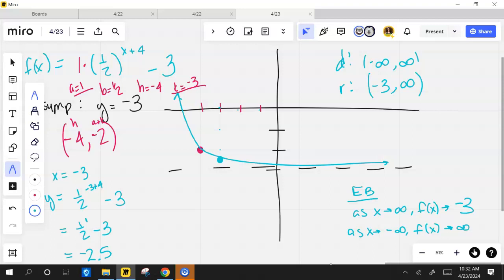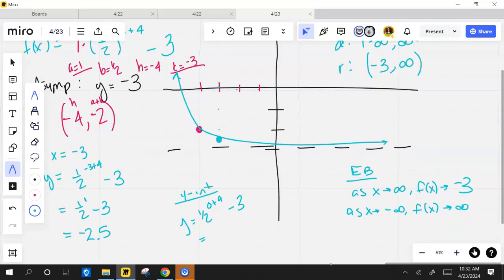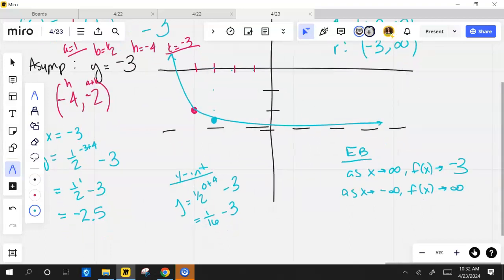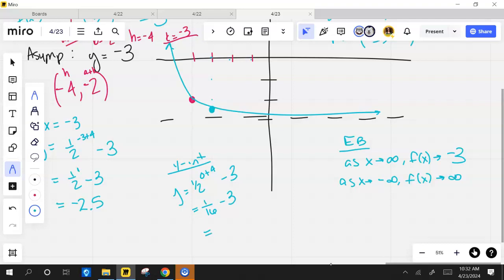How about the y-intercept? Plug 0 in, so you get 1/2 to the 0 plus 4 minus 3. 2, 4, 8, 1 over 16. I don't know what that comes out to be. Negative 47 over 16. Or if you could do the decimal equivalent on your calculator, it doesn't matter. To know where it's crossing, negative 47 over 16.